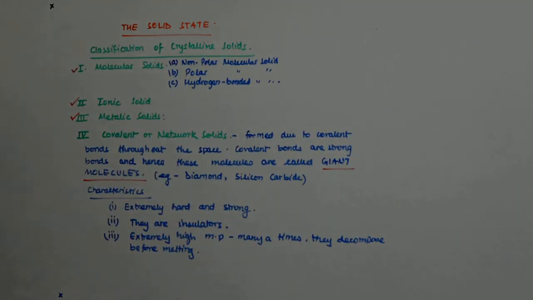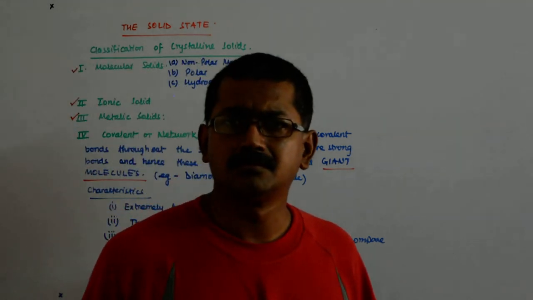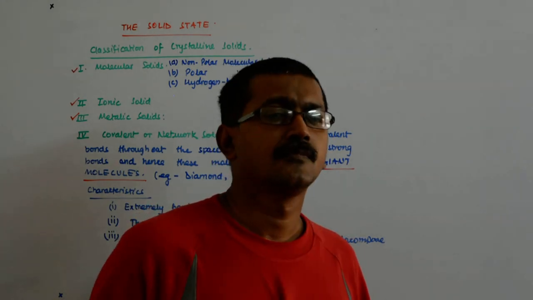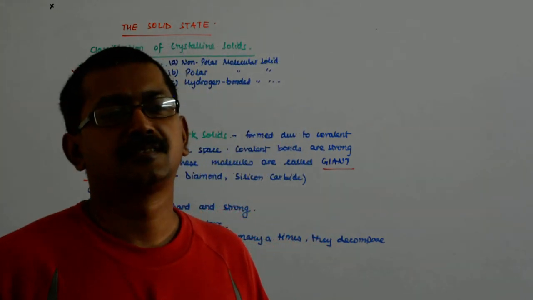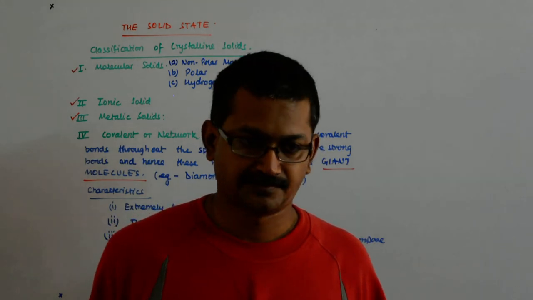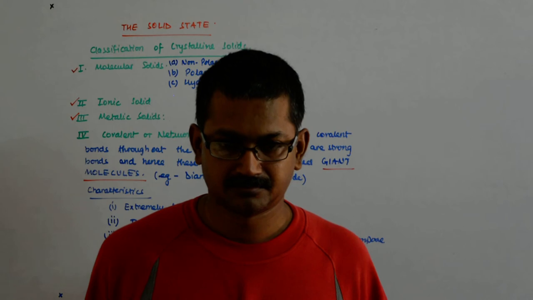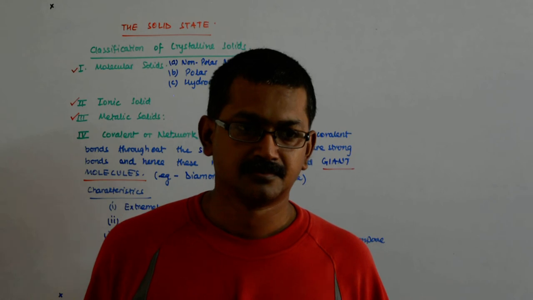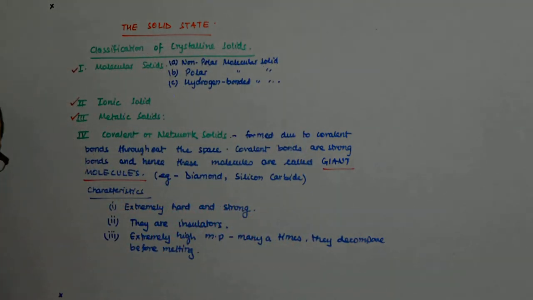Extremely high melting points, so much so that they may decompose. What will happen if you burn diamond? Any idea? It's one of the purest forms of carbon. So it will just burn and give you CO2 gas. Nothing else. It'll just burn like coal.